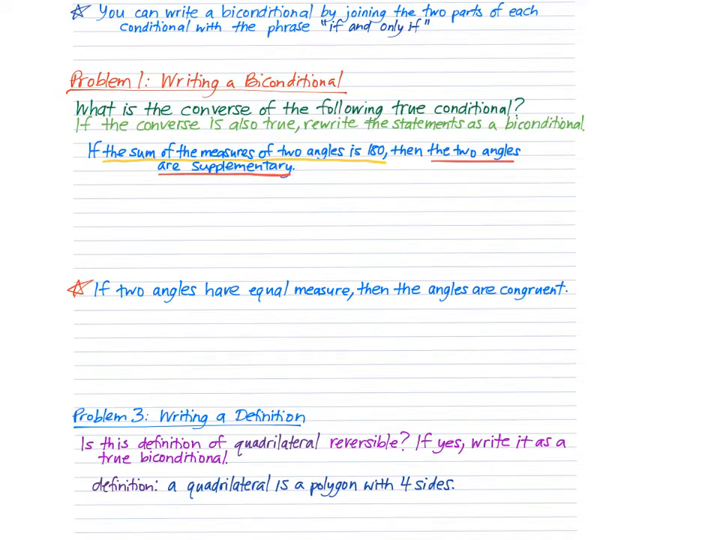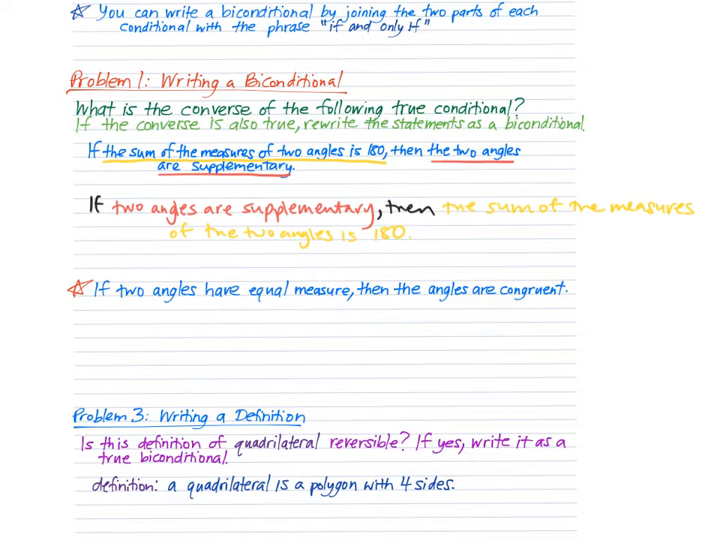So we're going to do: if two angles are supplementary, then the sum of the measures of the two angles is 180. This is a true statement, and this is a true statement. They're both true, the conditional and the converse. So that means we can write this statement as a biconditional. Instead of having to write these two things, we just write one statement.